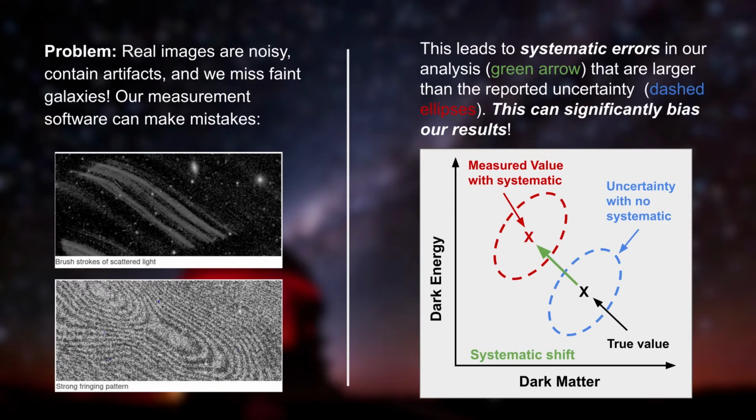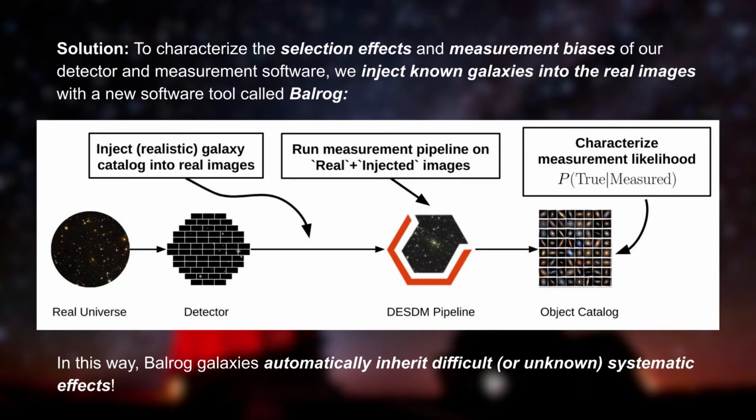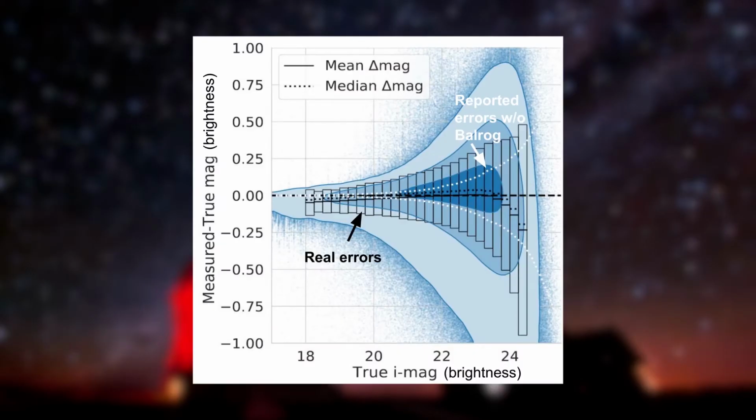To tackle this problem, I led a team of scientists on a project called Balrog, which takes very high-quality measurements of a subset of galaxies and injects, or adds, them on top of the real images across the rest of the survey. As we have very good estimates for the true properties of these injected galaxies, we can map how our complicated analysis modulates the true property distribution of galaxies in the universe into the measured quantities that we see in our data.